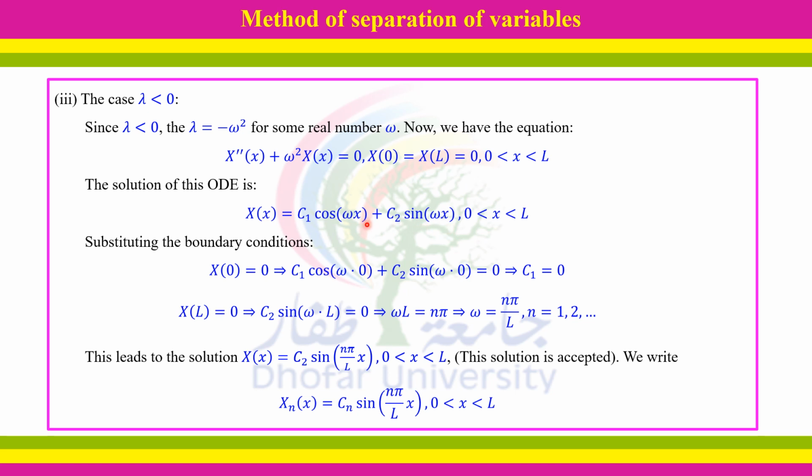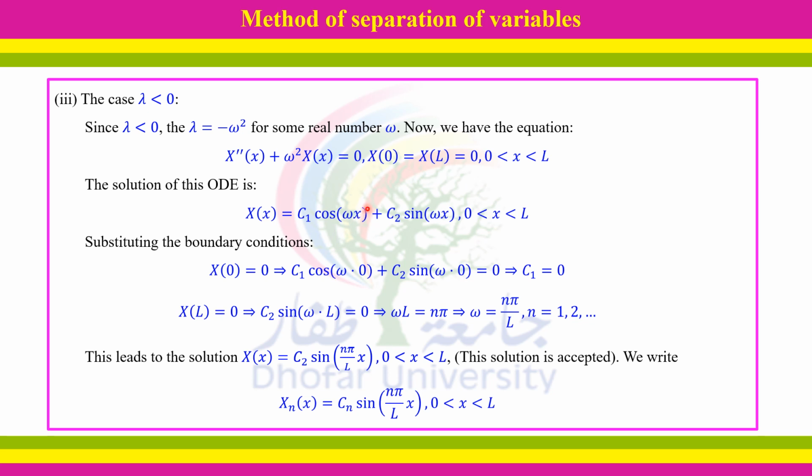We substitute the first boundary condition X(0) equals 0. So here we obtain c1 cosine(omega times 0) plus c2 sine(omega times 0). This term is 0. Cosine(omega 0), which is cosine 0, is 1. 1 times c1 is c1. So that gives us c1 equal 0.